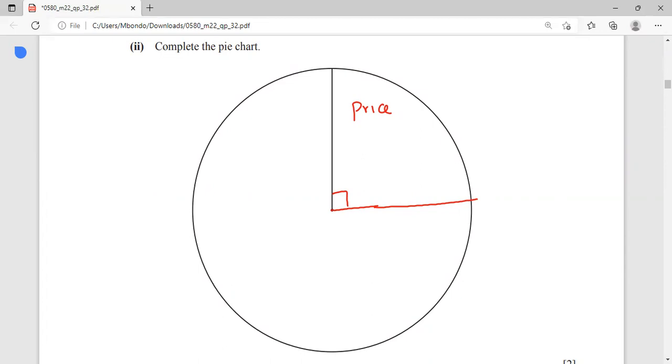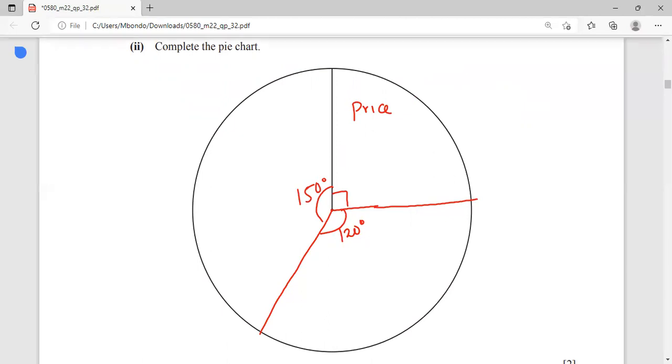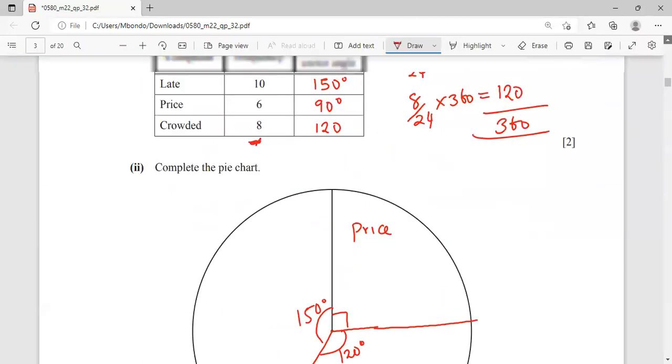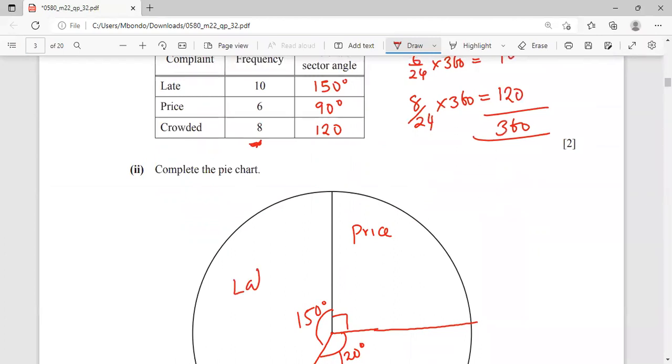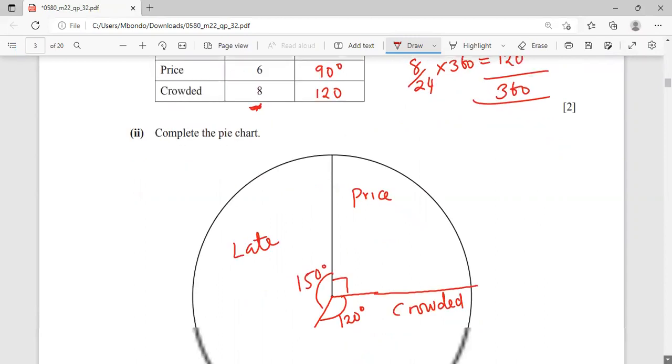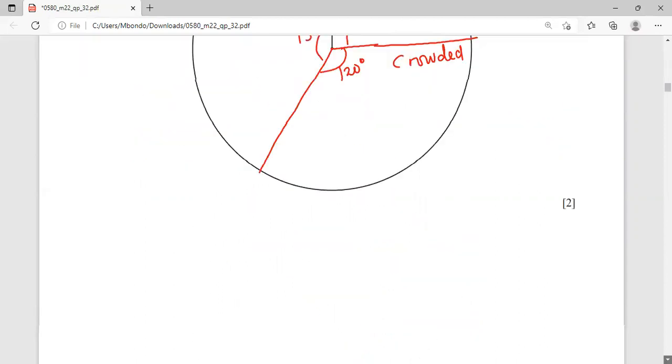Okay, so here we can just say this is 120, this is now the 150. Then we can feed the information that is needed here. So this is those that say the bus comes late, and this one, those that say the bus is crowded. So you will be having the instrument, which is a protractor. I believe you should do it better than this.